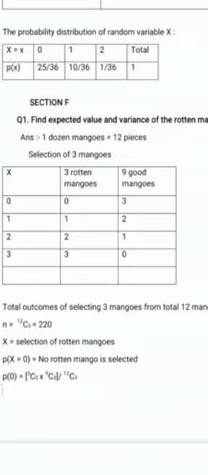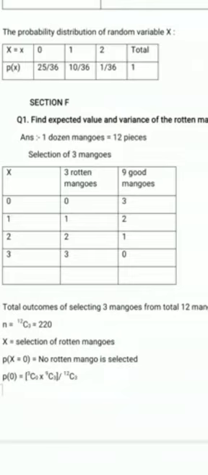Now, as we all know, 1 dozen mangoes is equal to 12 pieces. We have to do the selection of 3 mangoes. Now, the probability of selection of 3 mangoes is bifurcating rotten and good mangoes. So, out of 12 we have 3 rotten. So, the remaining 9 are supposed to be good mangoes.